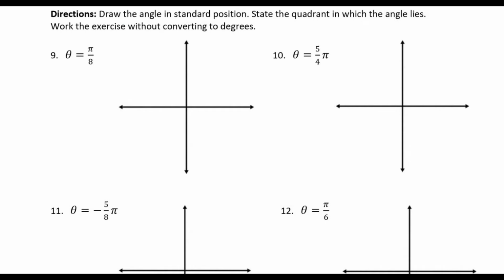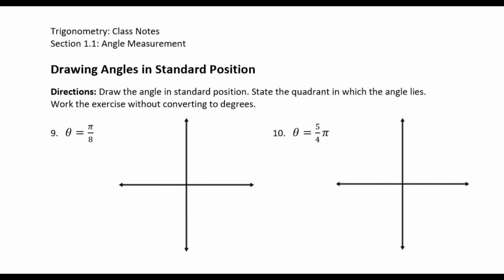I think that of most everything in this first chapter, this is one of the things that I like the most. My directions here say to draw the angle in standard position, state the quadrant in which the angle lies, and work the exercise without converting to degrees. One of the reasons why I like this so much is because I think it gives you a better understanding of what a radian measure is. And the more that you do these type of problems, the more understanding that you're going to have of radian measure.